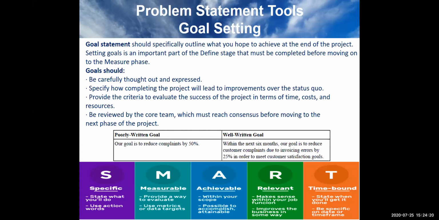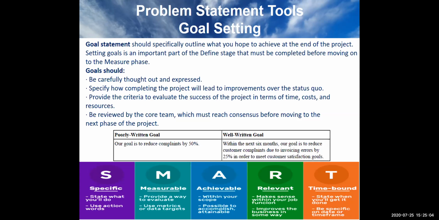So again, we need to carefully think it out and express it using those W questions. Every green belter, every black belter, every continuous improvement practitioner should have an unyielding passion for getting to the root cause, for questioning, an insatiable intellectual curiosity. You want to know, you want to ask, you want to know everything before you just state it out. So a goal should provide the criteria to evaluate the success of the project in terms of time, cost, and resources. It should be reviewed by the core team, which must reach consensus before moving to the next phase of the project.